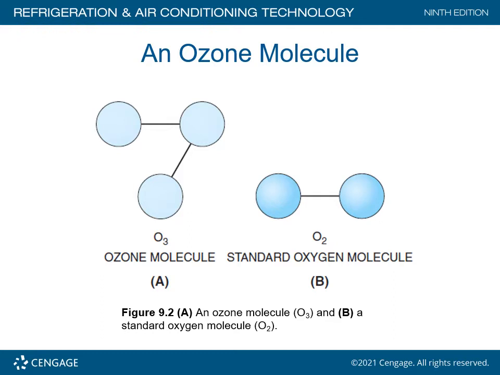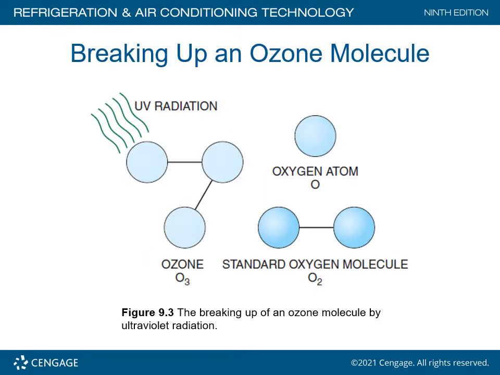In this illustration here, we show an ozone molecule, O3, under letter A, and a standard oxygen molecule in letter B. Breaking up an ozone molecule. UV radiation, if you look on the first portion right up here, basically you have ozone, O3, the breaking up of an ozone molecule by ultraviolet radiation. Then you have the oxygen atom, standard oxygen molecule located down here.